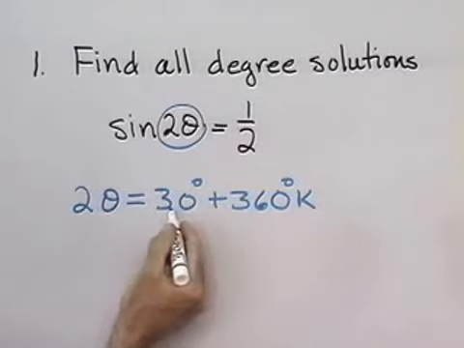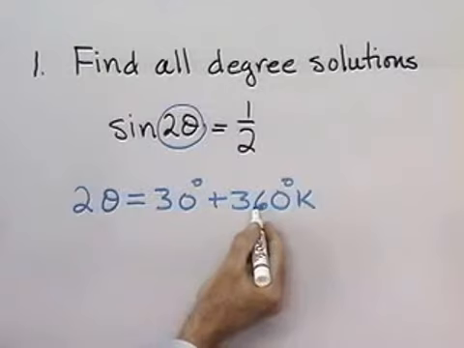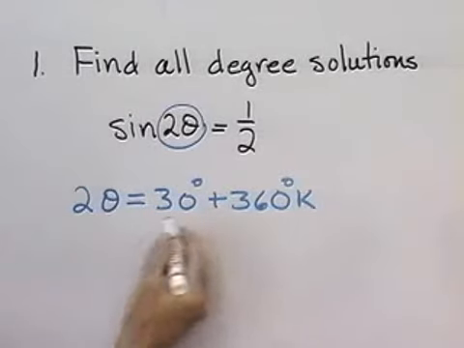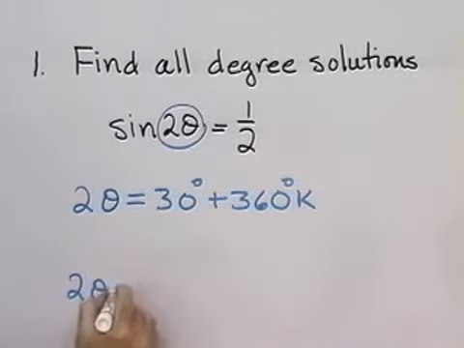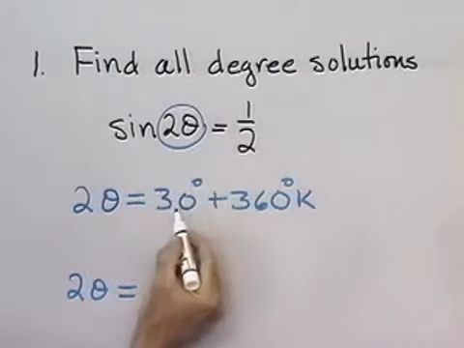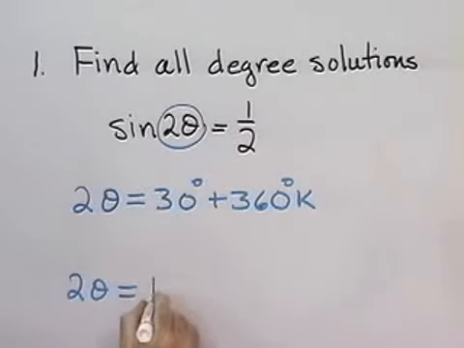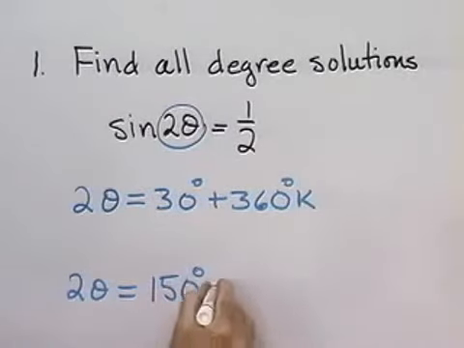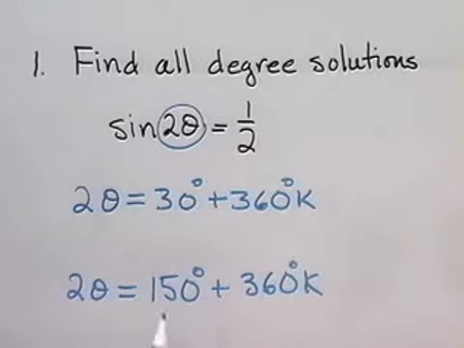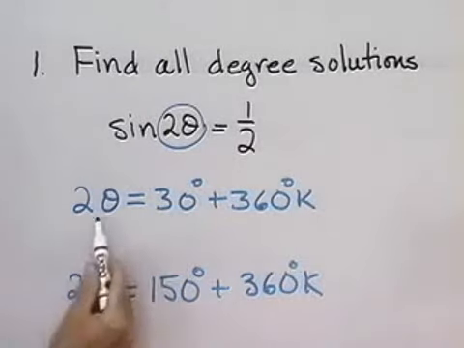So once I have 30 degrees, if I add on one period for the sine function, I'll get other solutions for that. Now I have a second solution. 2 theta is equal to, let's see, sine is also positive in quadrant 2 with a reference angle of 30 degrees. That's going to be 150 degrees plus any multiple of 360 degrees. So these are all solutions for 2 theta.